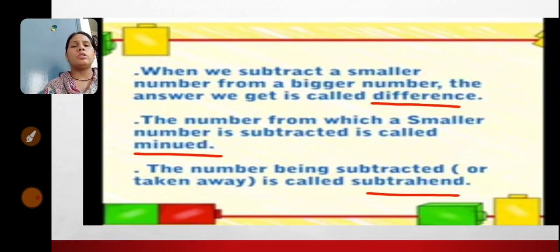So the terms used for subtraction are difference, minuend, and subtrahend. The larger number from which the smaller number is subtracted is called minuend, the number which is being subtracted is called subtrahend, and the answer which we get after subtracting both the numbers is called the difference.